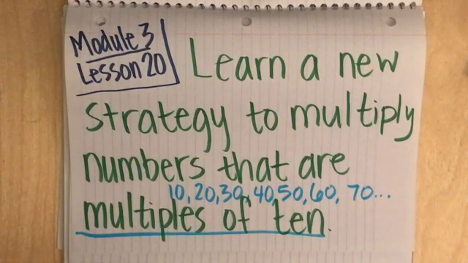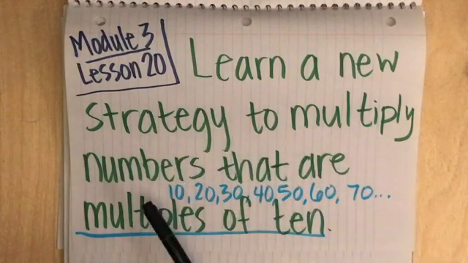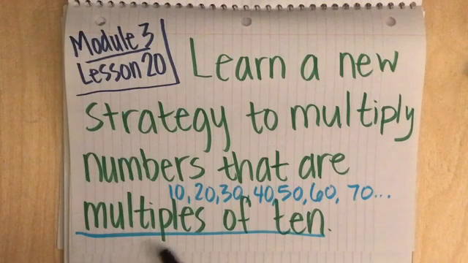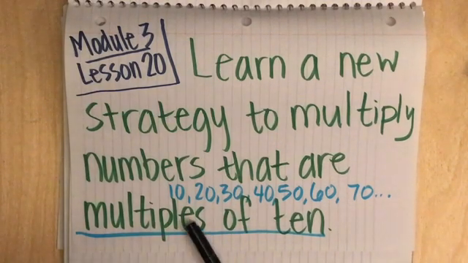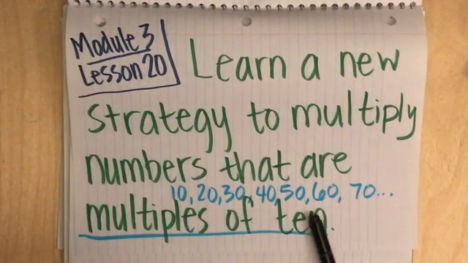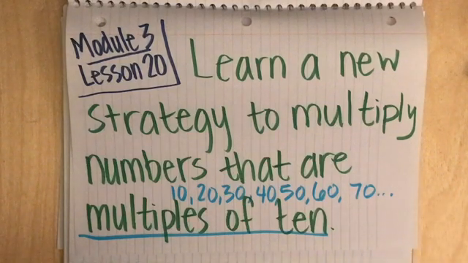Today we're going to build on the strategy that we learned yesterday. So we're going to learn a new strategy to multiply numbers that are multiples of 10. So we're going to be multiplying by 10, 20, 30, 40, 50, 60, 70, 80, 90 today. I'm calling it a new strategy, not really new, just building on what we were doing yesterday, but a new way to think about it.